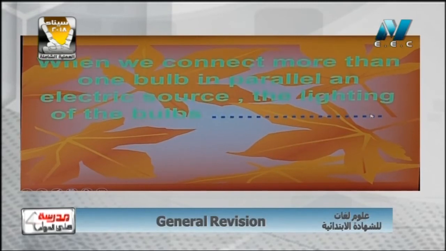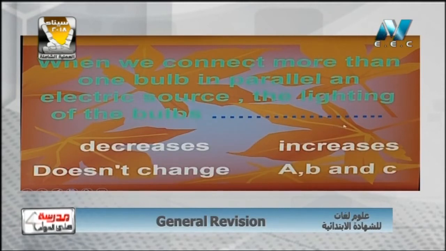When we connect more than one bulb in parallel to an electric source, the lighting of the bulb is what? Decreases, increases, doesn't change, as A, B and C. I would never choose A, B and C here, why? Because decreases and increases at the same time, so how come?